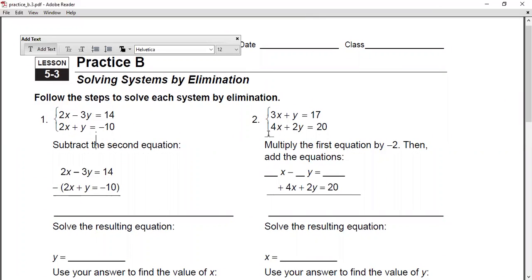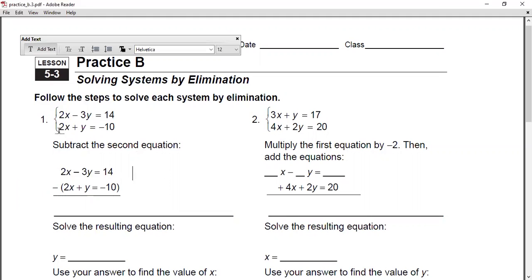Here, question number 1 and 2, don't get confused by what they have given you. It's a similar thing to what we were doing, they have just given you instructions. They have told us to subtract the second equation. Now leave everything out and look at the question itself. We have 2x minus 3y equals 14 and 2x plus y equals negative 10. We need to have one of the variables similar to cancel, and one has to be positive and one has to be negative.